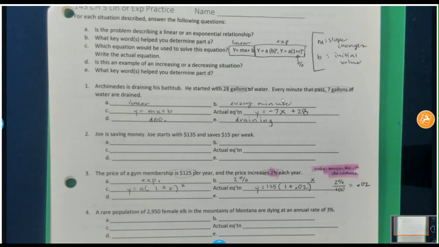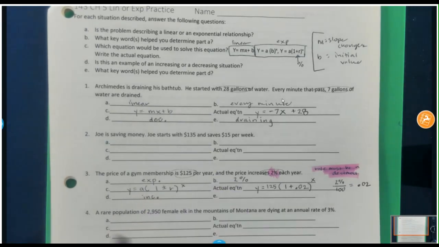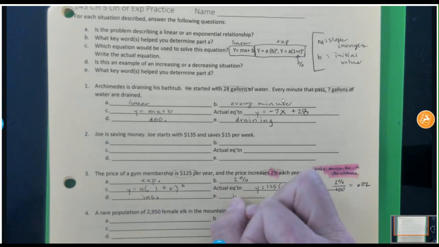And then D, is this an example of an increasing or decreasing? Well, this one's pretty obvious because it says the word increase. So the answer here is increase. And what word lets you decide that? The word increase.